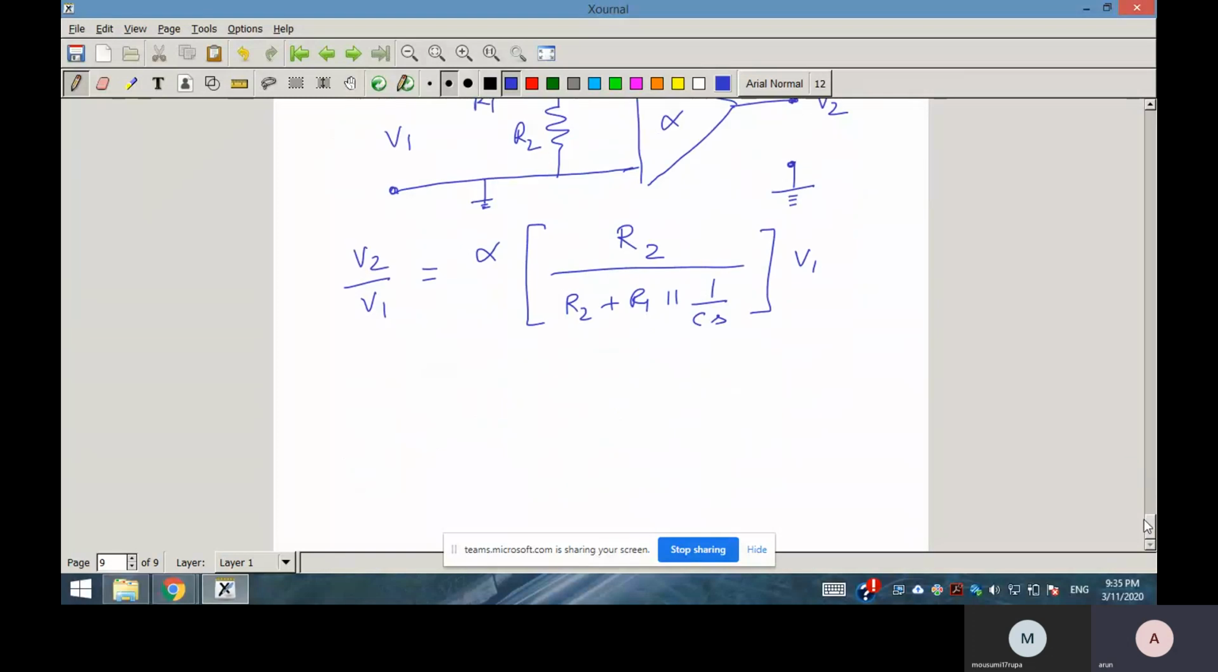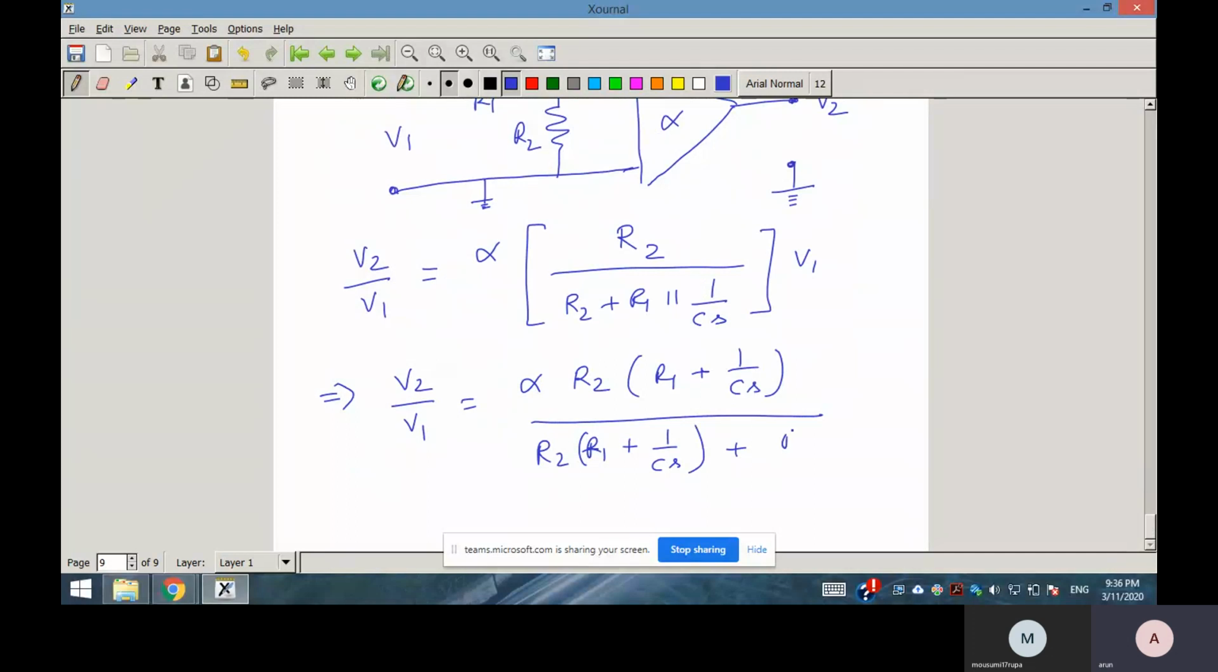So if you simplify this, this means V2 by V1 is equal to alpha into R2 into R1 plus 1 by CS divided by, I will simplify it, R2 into, please check it, R1 plus 1 by CS plus R1 by CS. So this you can simplify further like this. Okay, so I'll go to next page.